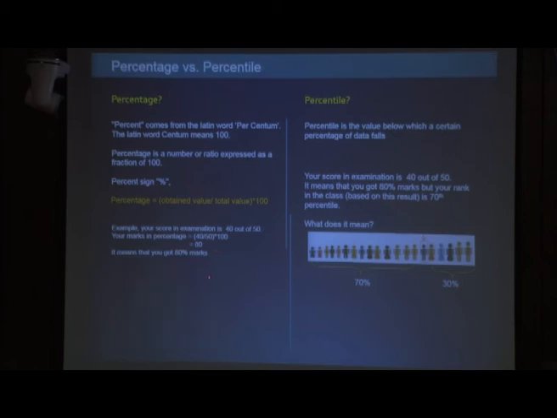As I mentioned, in this way percentage is calculated. Now you got 40 marks out of 50, and after calculation we can say you got 80% marks. But in your class, your rank based on your marks is, for example, 70th percentile. So you got 80% marks, but your rank in the class based on that is 70th percentile. So what does it mean? Percentage is something different and percentile is something different.